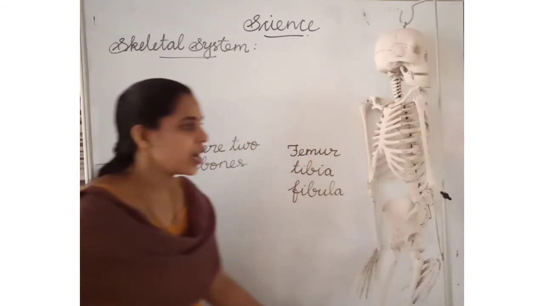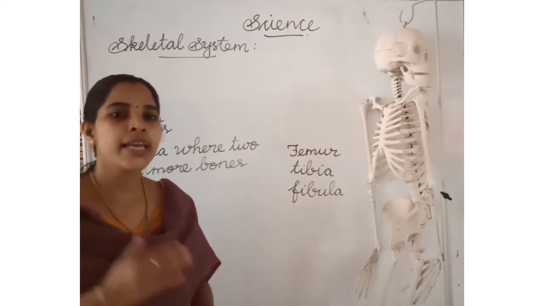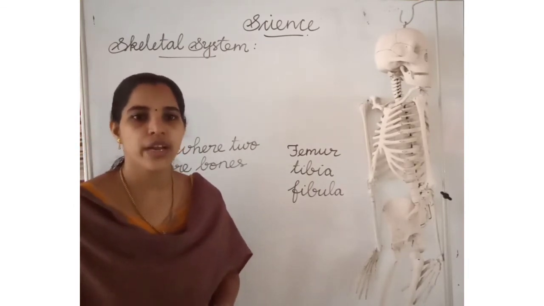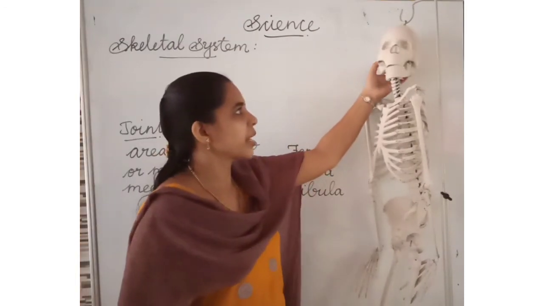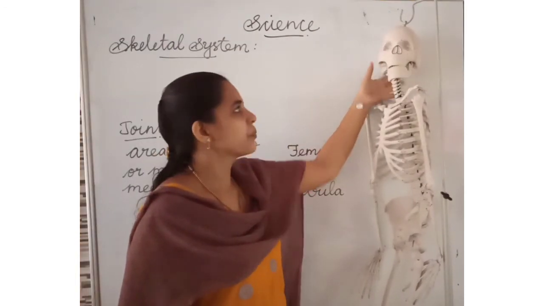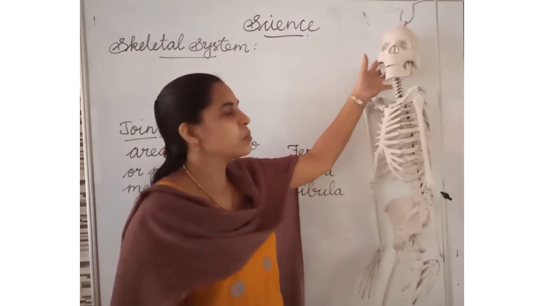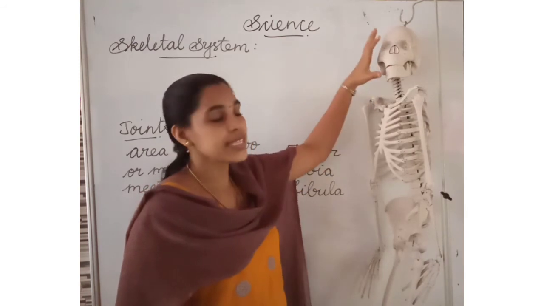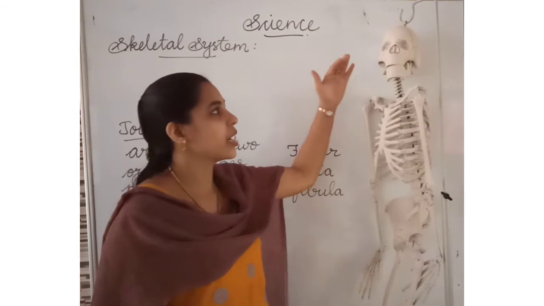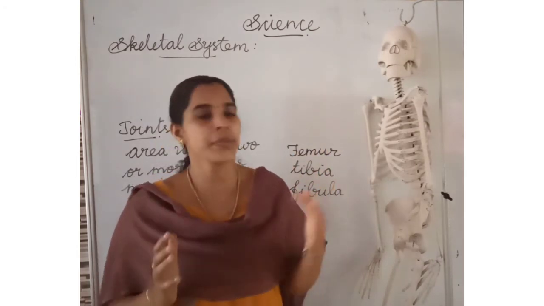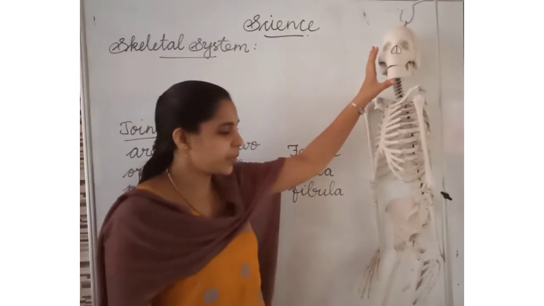Joints have two types. One is movable joints, another one is immovable joints. Listen, this skull is made up of bones. There are different types of joints in the bones. It has more joints, but these are immovable joints. The skull has immovable joints because the bones cannot move from here to there.